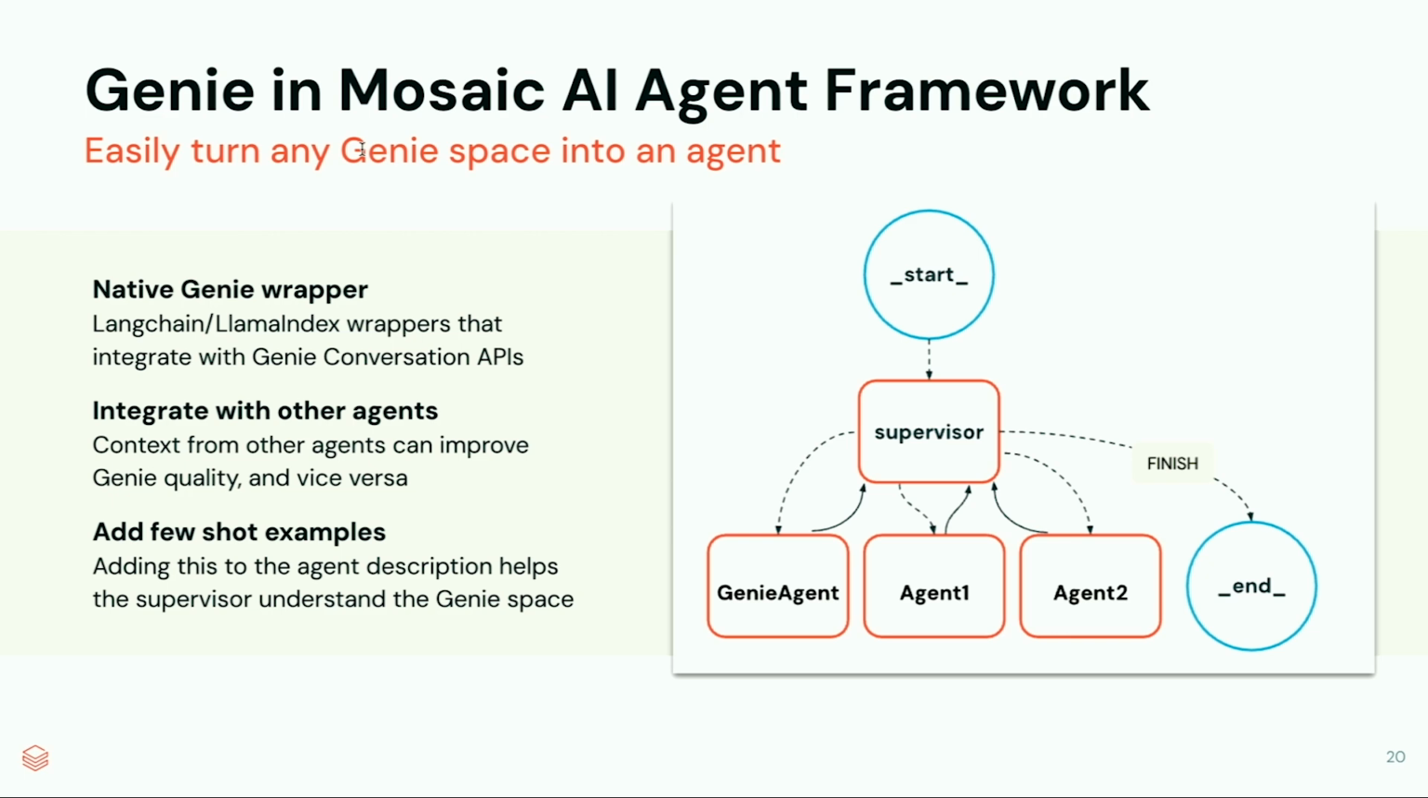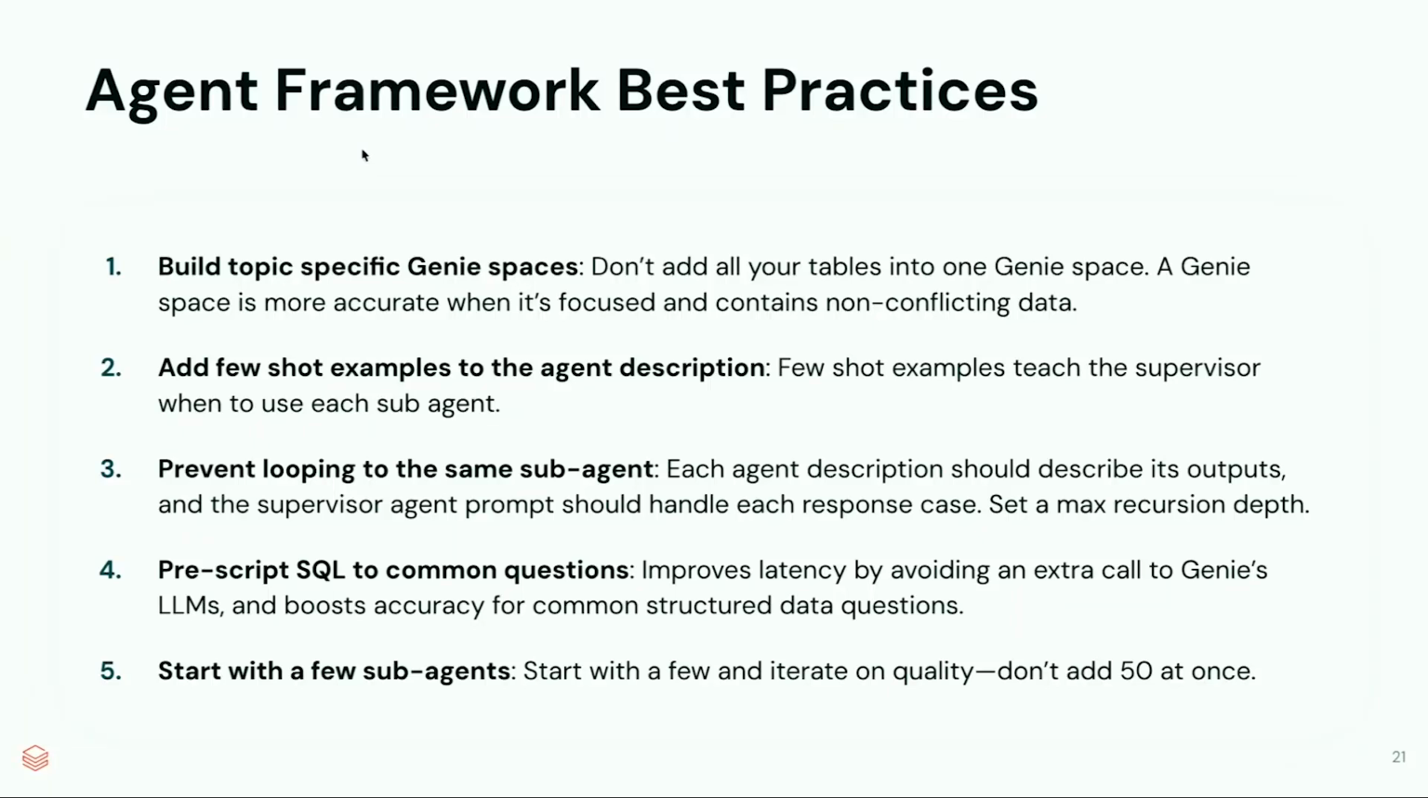Some other best practices. First, again, make sure you're building topic-specific Genie spaces. If you add all of the tables inside of your catalog into one space, there's going to be a lot of conflicting information for Genie to reason through, and it won't generate as accurate SQL. Second is to make sure you're including those few-shot examples, as it really teaches the supervisor when to use each sub-agent. Third, prevent looping to the same sub-agent with some of these best practices.